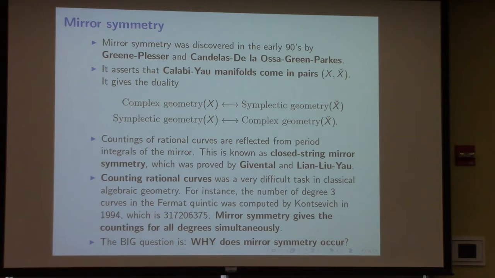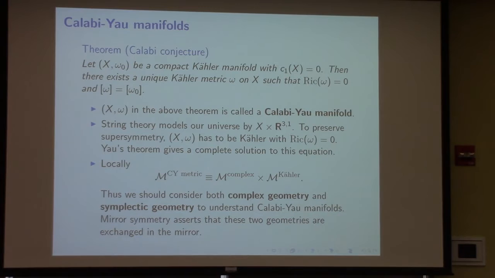Anyway, the Calabi conjecture, which is a basic model of the vacuum solution to string theory, says that assuming the first Chern class equals zero, we have a Kahler metric whose Ricci curvature equals zero. This is called a Calabi-Yau manifold.